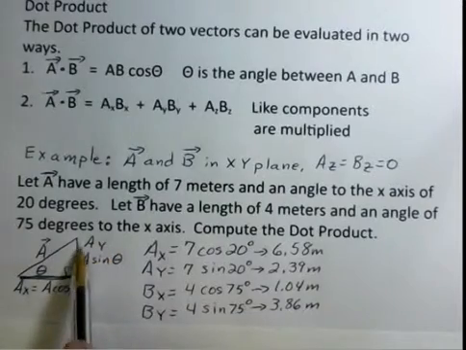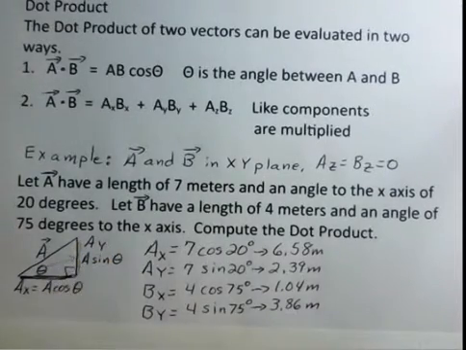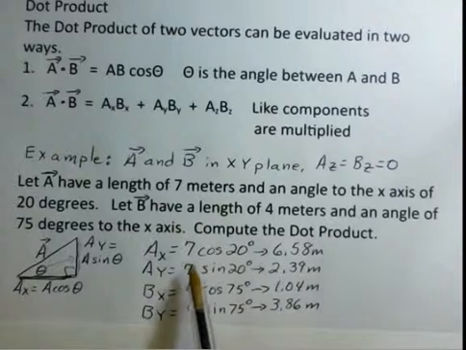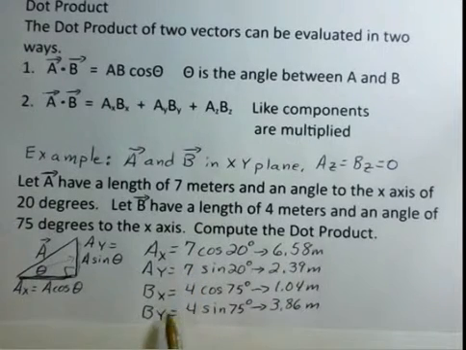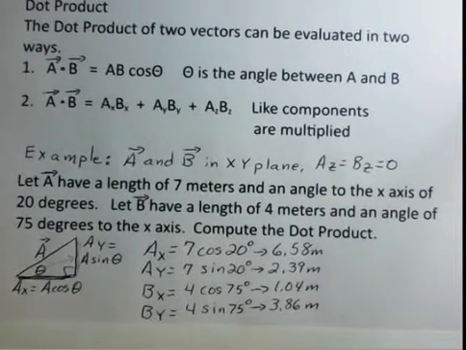When we want to know the side that's opposite to the angle, then we use A times the sine of theta. So I've done that calculation here for AX, AY, BX, BY. You should check some of those on your calculator. Perhaps pause the video and see if you get the same result.